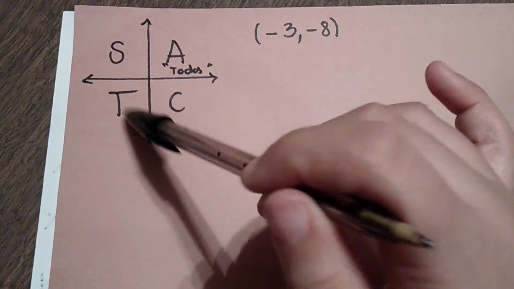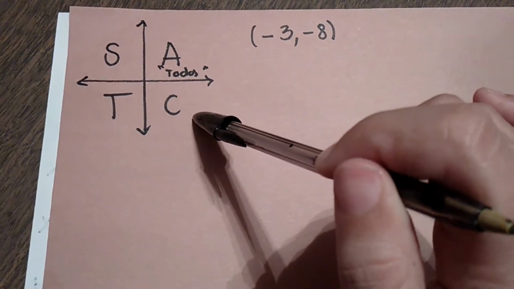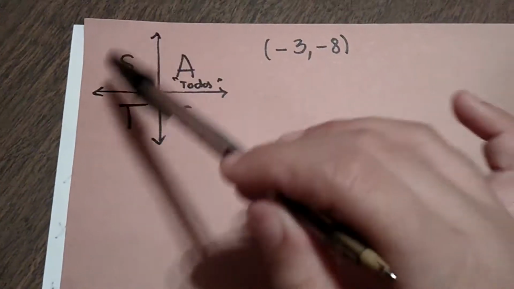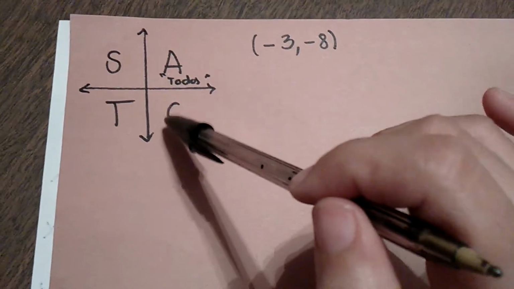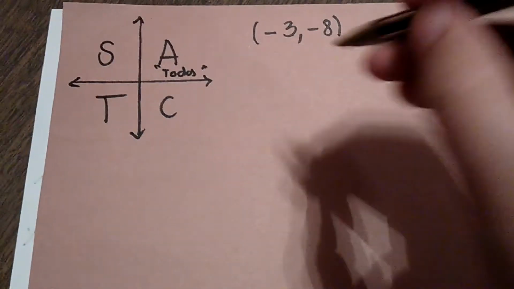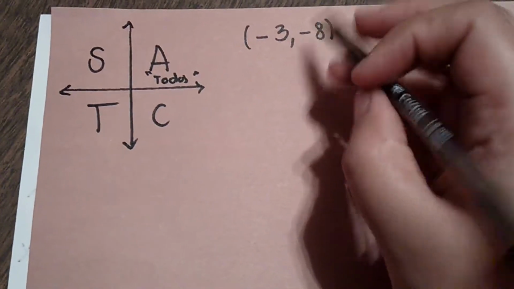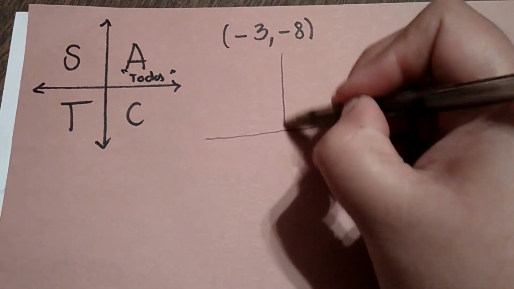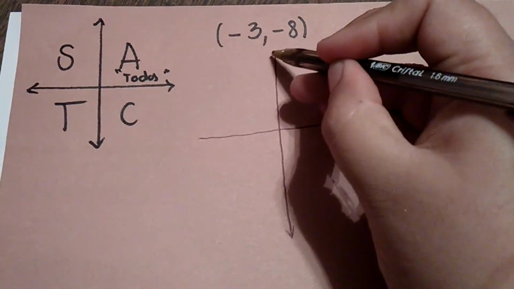All students take calculus, or in Spanish, todos sin, tan, cos. This will give you the positive signs for the 4 quadrants. So, we are going to give you a point. What you need to do is draw a Cartesian plane.